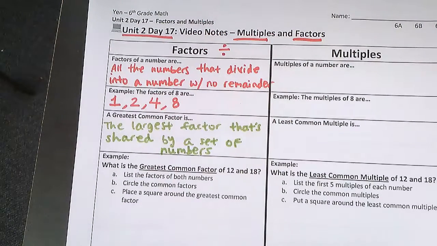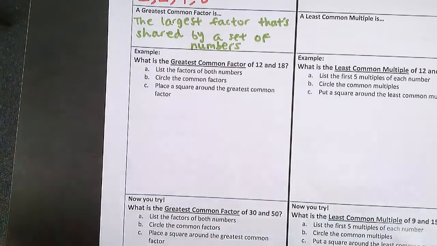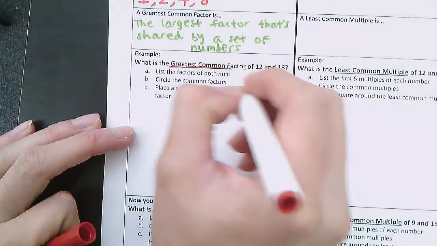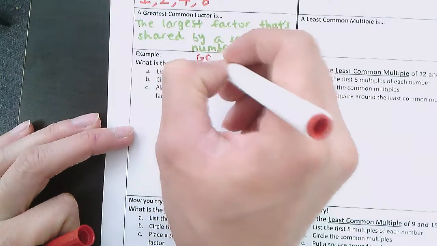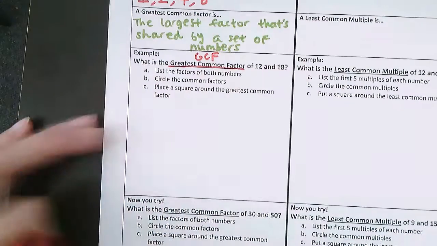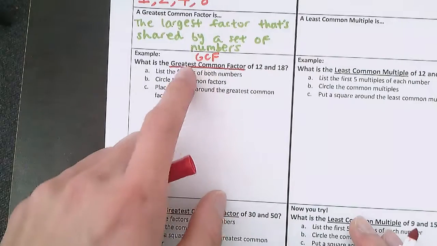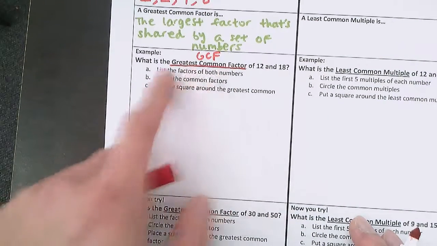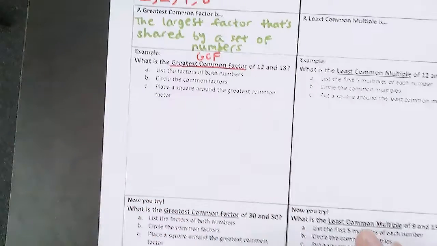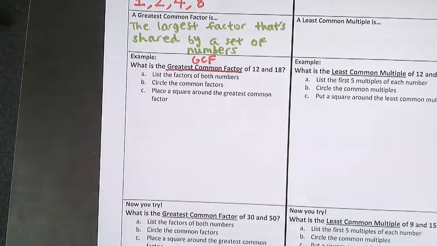Here's what I mean by that. In this example, it's asking us, what is the greatest common factor? Above greatest common factor, I want you to write GCF, because sometimes you'll see GCF, which stands for greatest common factor, instead of having to write it out fully. What is the greatest common factor of 12 and 18? Well, here's how we can find it.